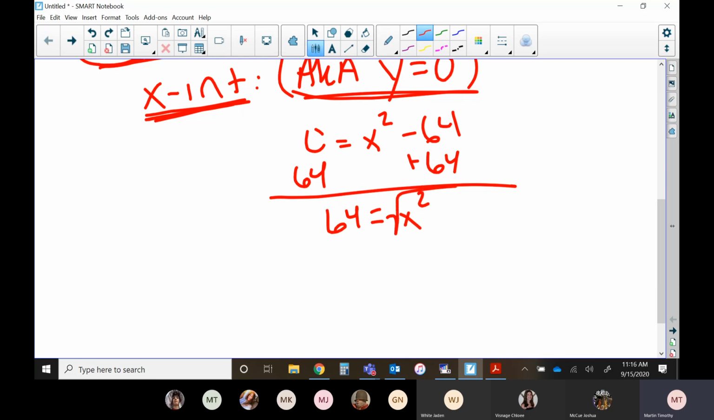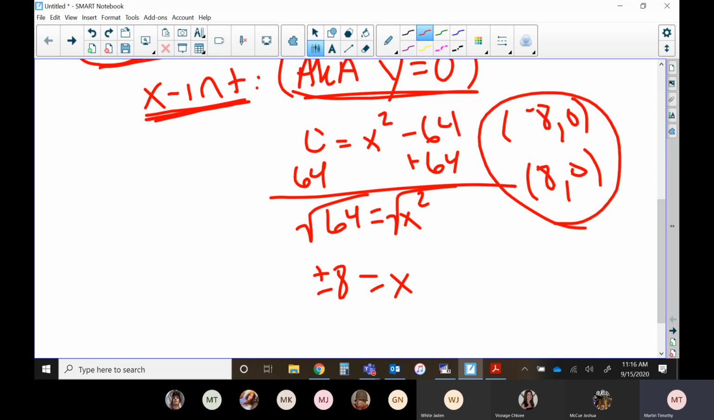Whenever you put a square root sign in, the answer has to be plus or minus. So the answer is plus or minus 8. So your intercepts are (-8, 0) and (8, 0). So these two points are what you'll be looking for as your x-intercepts.